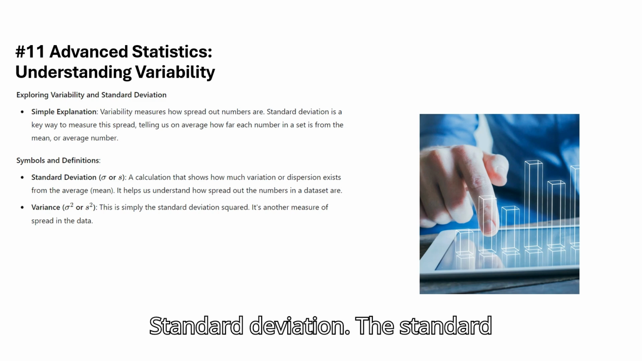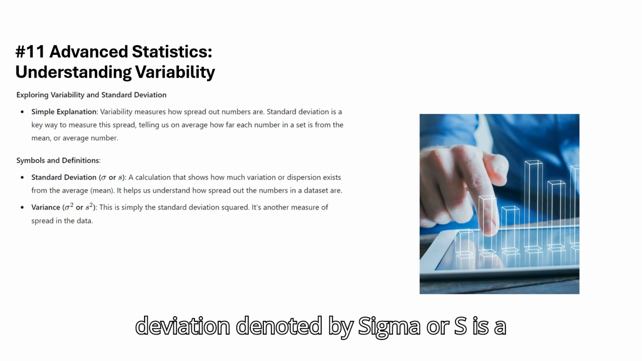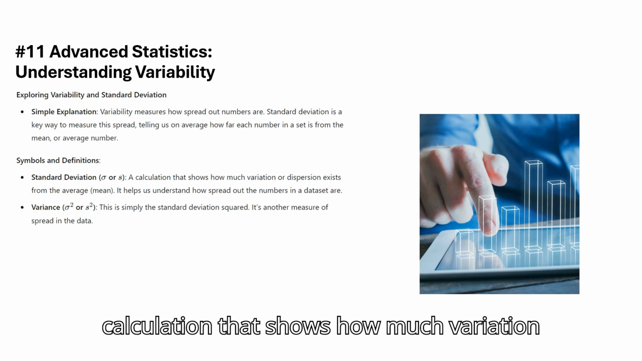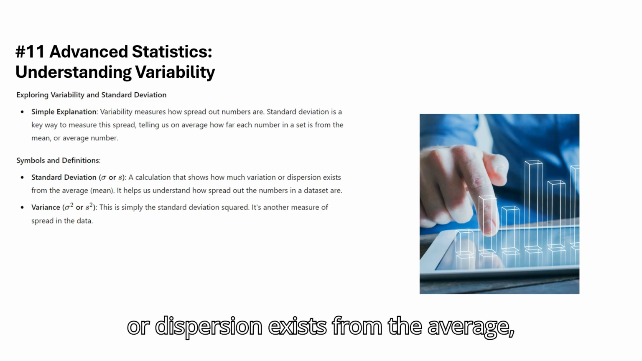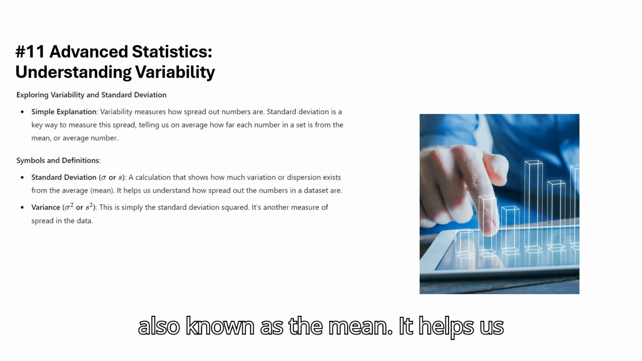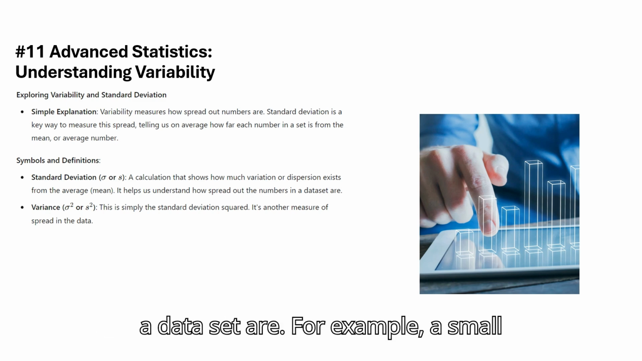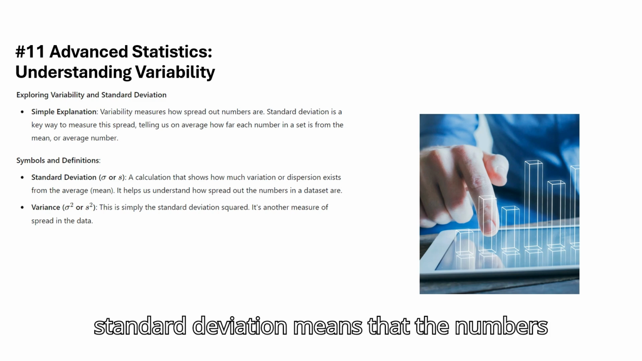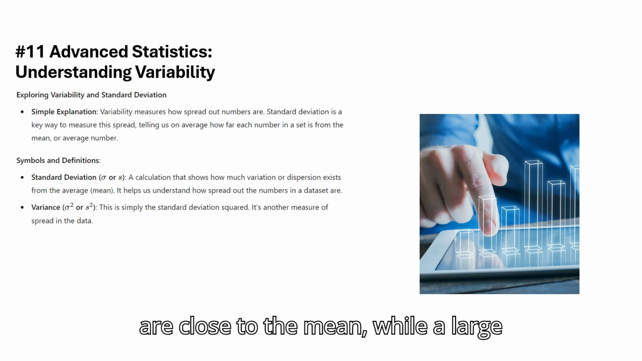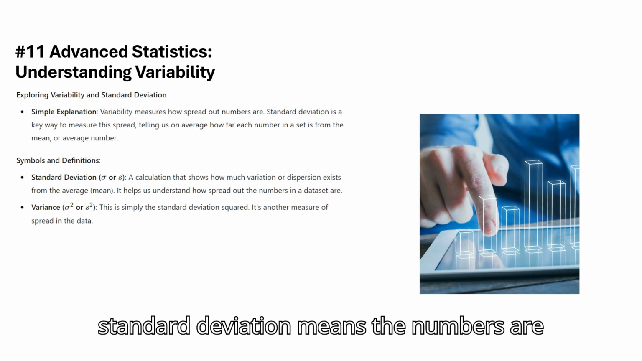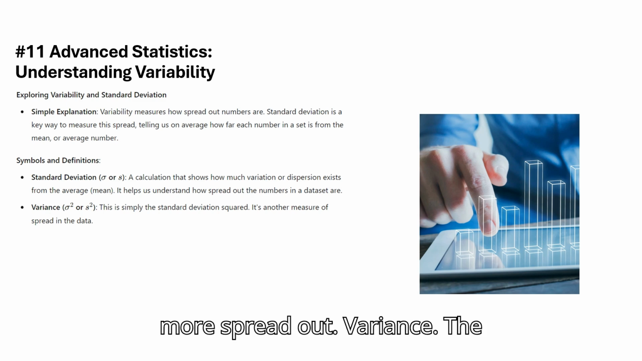Standard deviation. The standard deviation, denoted by sigma or s, is a calculation that shows how much variation or dispersion exists from the average, also known as the mean. It helps us understand how spread out the numbers in a dataset are. For example, a small standard deviation means that the numbers are close to the mean, while a large standard deviation means the numbers are more spread out.